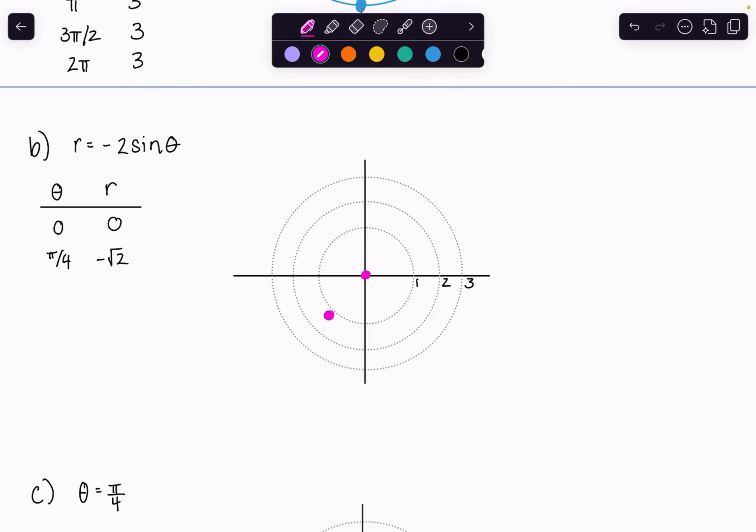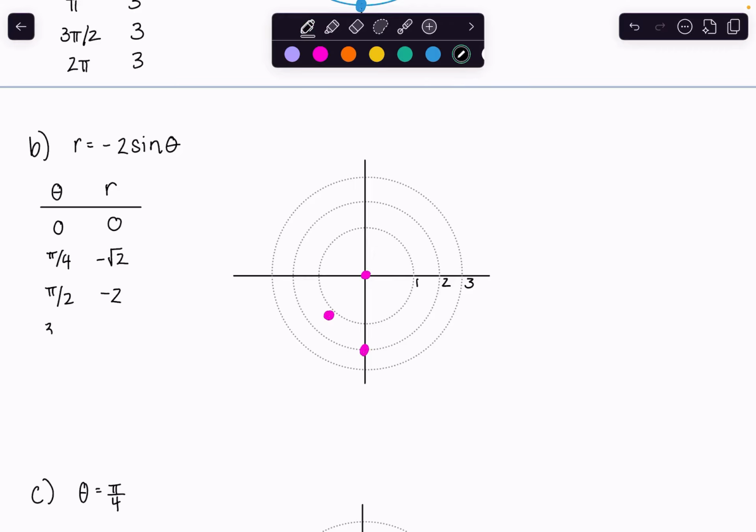Okay. If I plug in pi over 2, sine of pi over 2 is 1. So that gives me -2 as my value of r. So if I plot my 90-degree angle, that's right here, but my radius is negative. So really we shoot through the pole and land here.